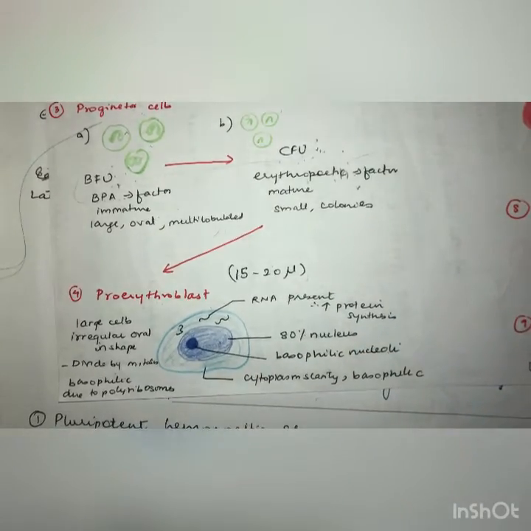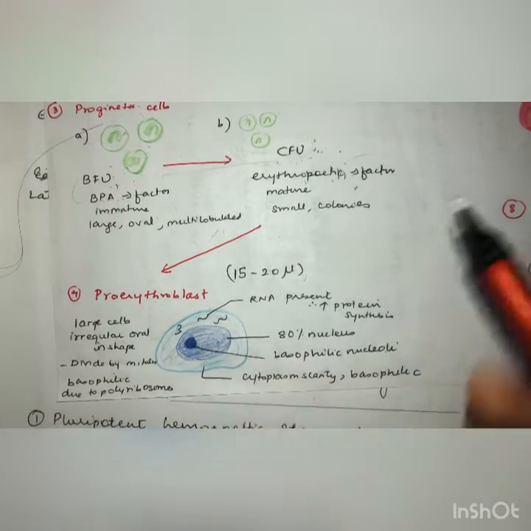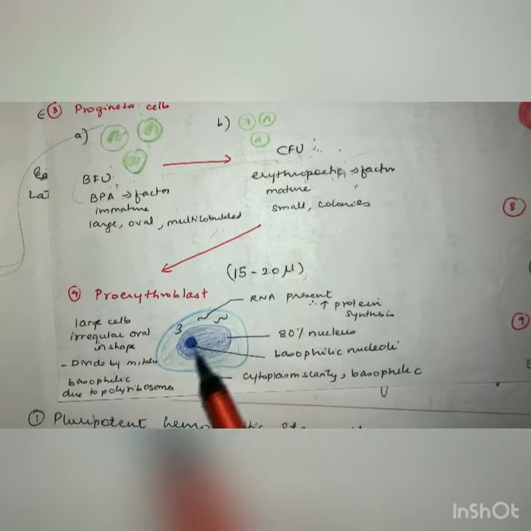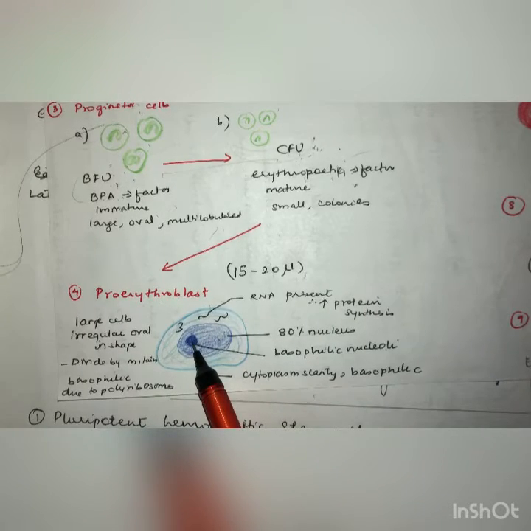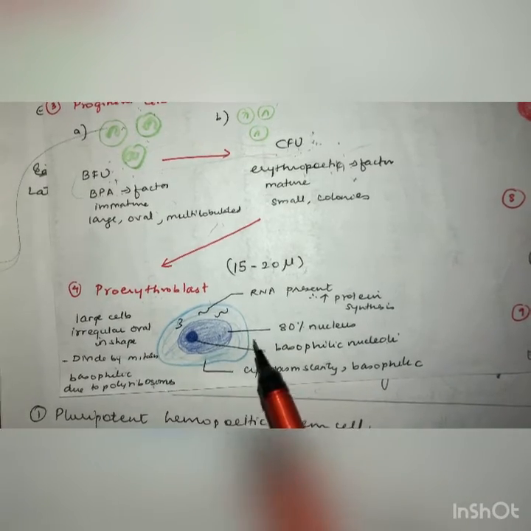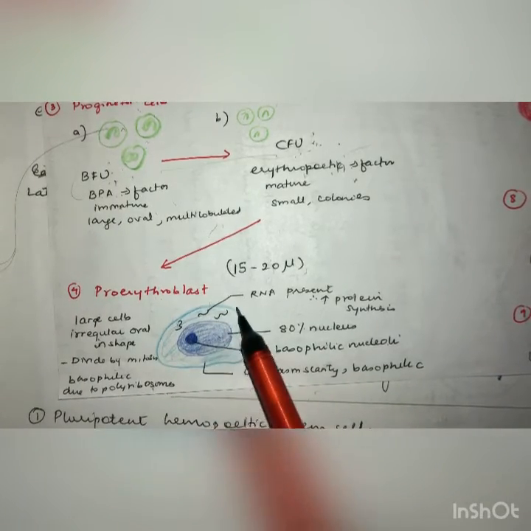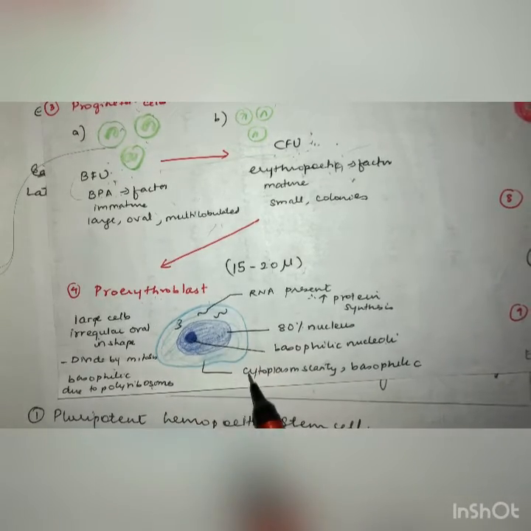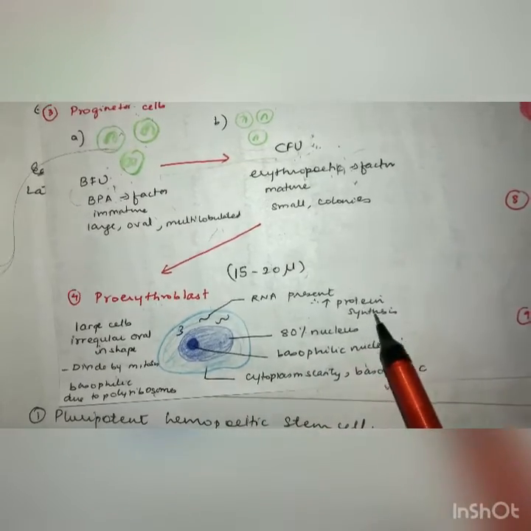Let's just understand this stage properly. Proerythroblast. Pro means early, the first thing. It has a nucleus which occupies 80% of the cell. Inside the nucleus, it has a nucleoli which is basophilic in nature because of polyribosomes. Let's assume basophilic for blue color. The cytoplasm is scanty because the majority of the cell is occupied by the nucleus, so it is very less, and it is also basophilic. There is RNA present, and therefore there is high protein synthesis.